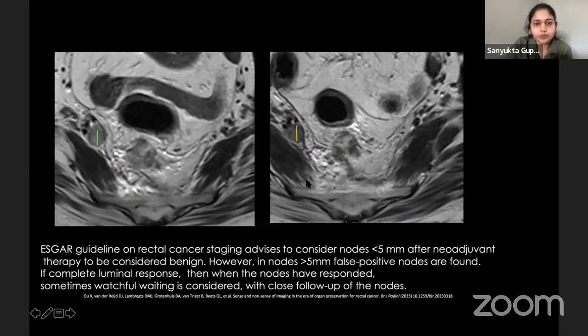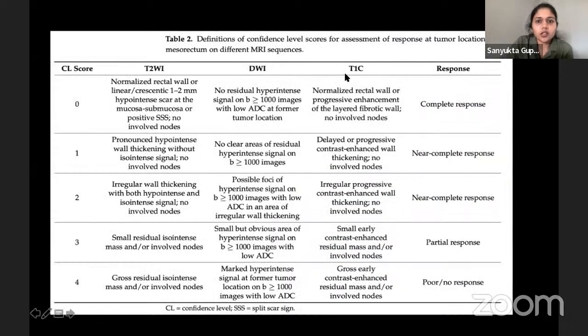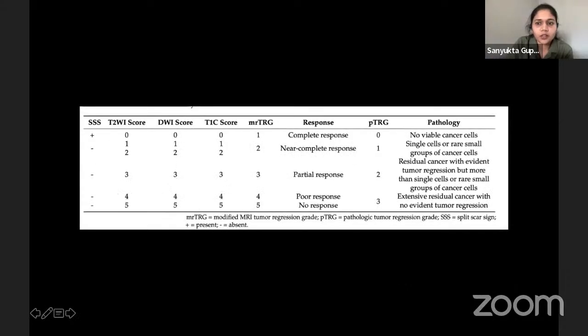So this was how the various level scores work. If on the T2, diffusion and post-contrast, these features will suggest a complete response: a linear 1 to 2 mm hypointense scar with no residual hyperintensity on diffusion, with normalized rectal wall or progressive enhancement of the layered fibrotic wall, and no involved nodes will be complete response. Then we have the categories of near complete response, then partial response, and then no response at all. So this was how the scoring was done.